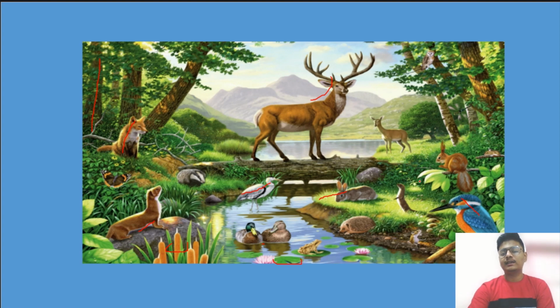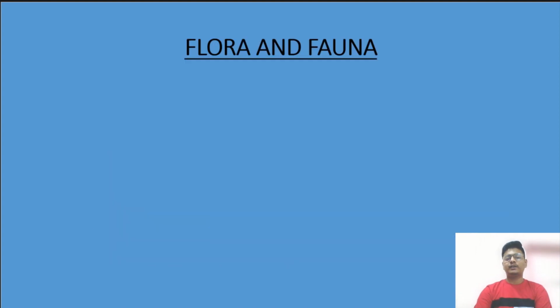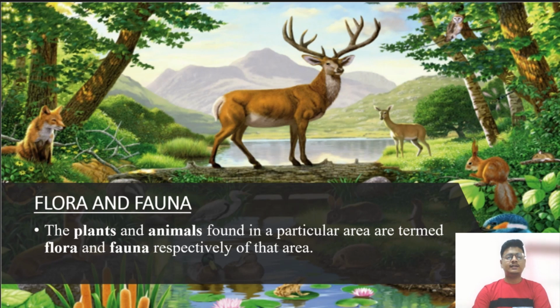Okay students, did you get this? Flora and fauna. The plants and animals found in a particular area are termed as flora and fauna respectively of that area. Okay students, is everyone clear with this? Of that area, they will be called flora and fauna of that area. So there are many flora and fauna especially of specific areas.